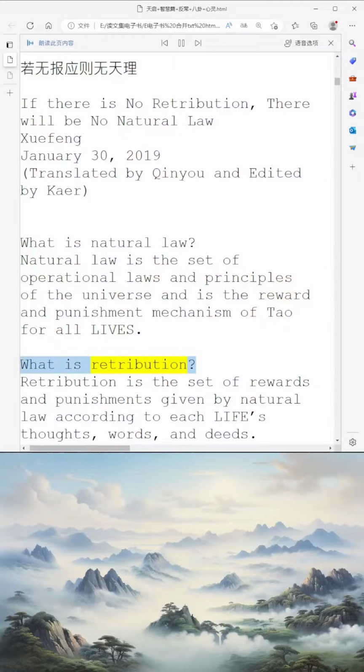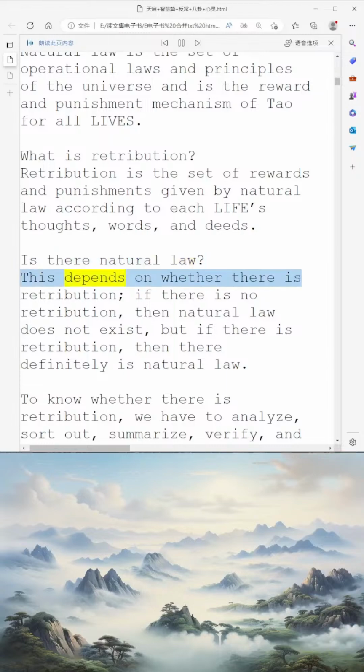What is retribution? Retribution is the set of rewards and punishments given by natural law according to each life's thoughts, words, and deeds. Is there natural law? This depends on whether there is retribution. If there is no retribution, then natural law does not exist. But if there is retribution, then there definitely is natural law.